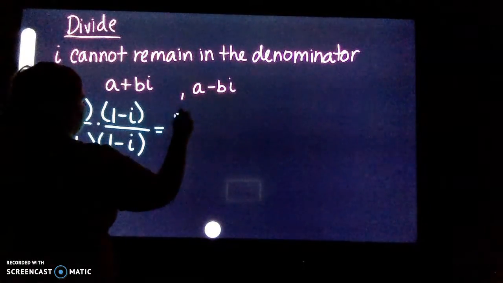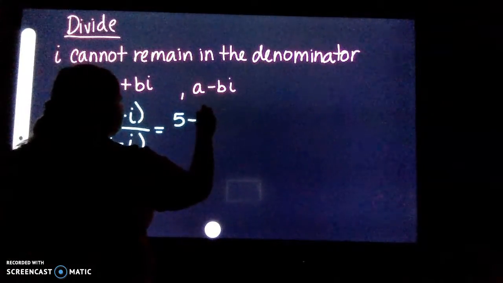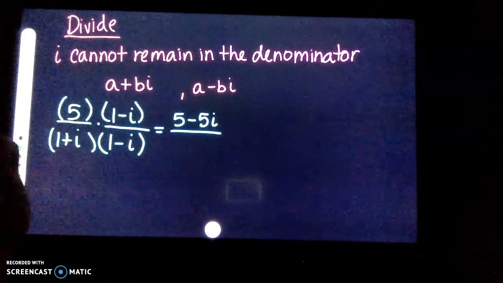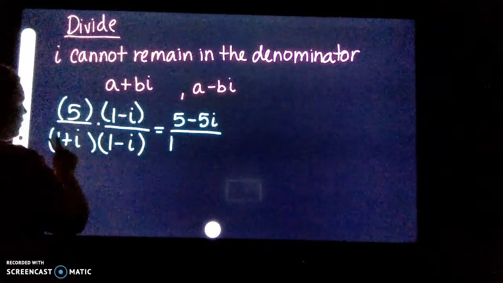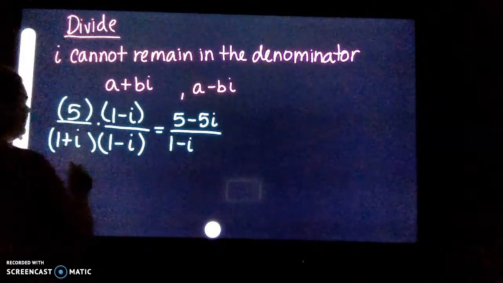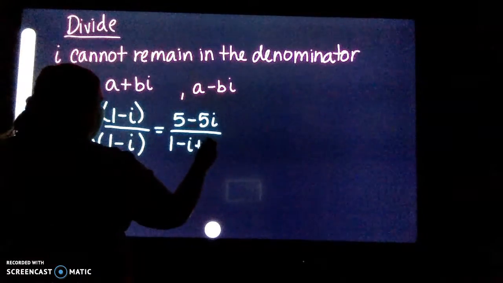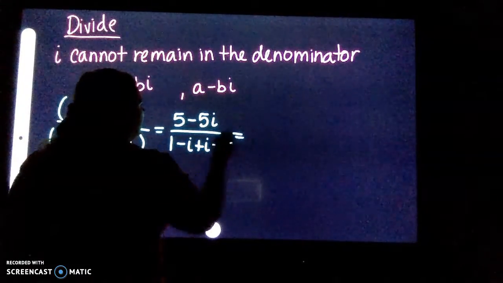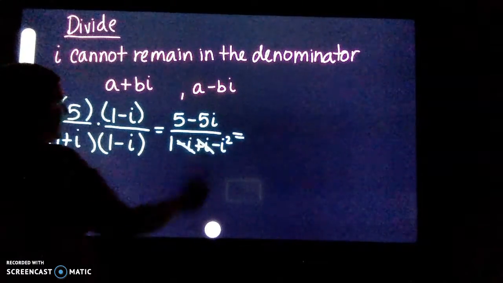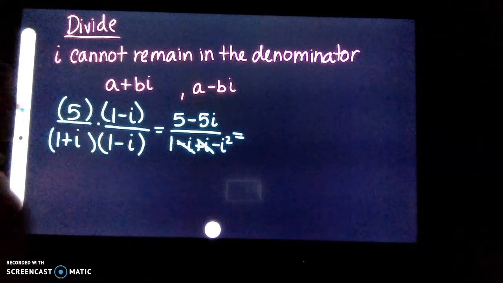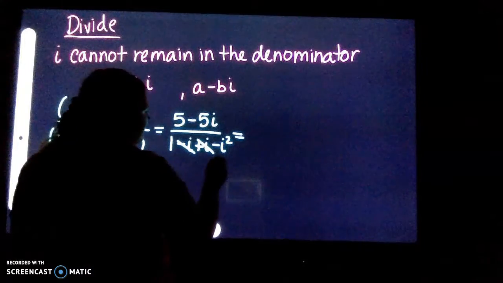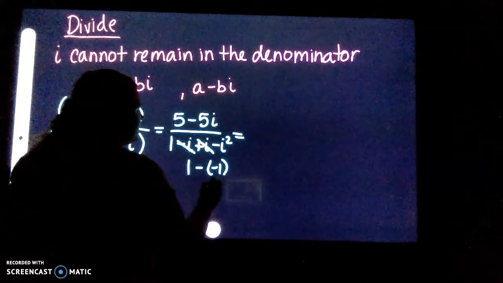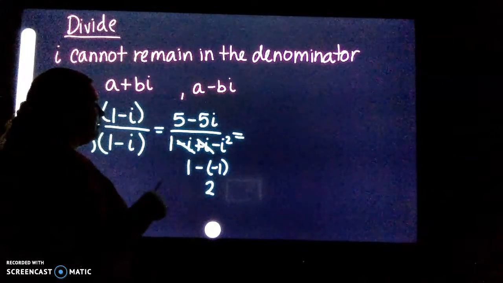5 times 1 is 5. 5 times a negative i is negative 5i. Over, in the denominator, we need to FOIL. 1 times 1 is 1. 1 times a negative i is a negative i. i times 1 is a positive i. And then i times a negative i is a negative i squared. It's pretty cool because our negative i and our positive i cancel each other out. I also know that i squared becomes a negative 1, so this becomes 1 minus a negative 1 in the denominator, which simplifies to 1 plus 1, which is 2.